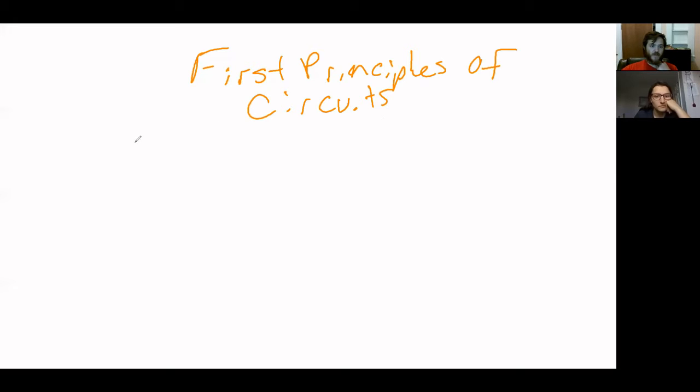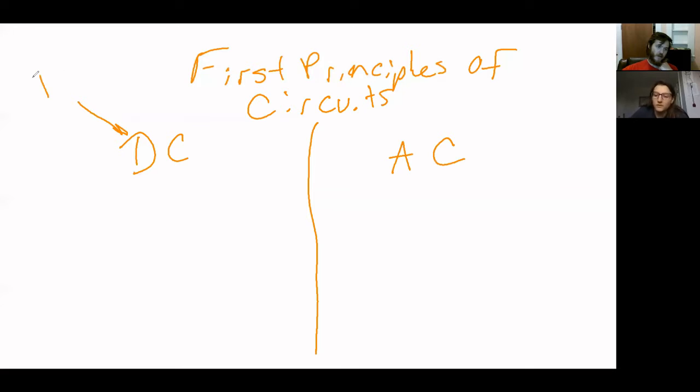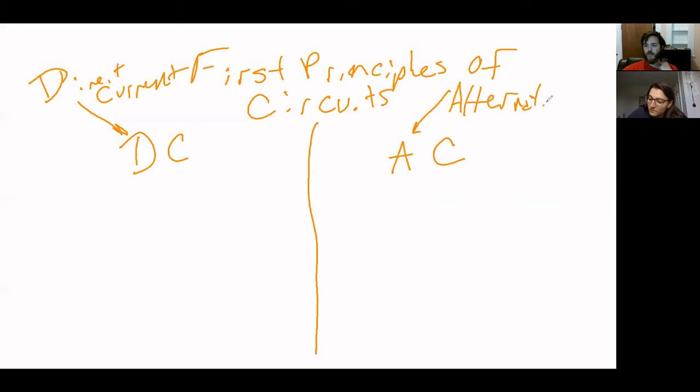So first principles of circuits, we have two types of circuits, DC and AC. And what those mean is direct current and alternating current. And it turns out that it's really more the alternation of the voltage, not the current. So this is represented usually with a battery.